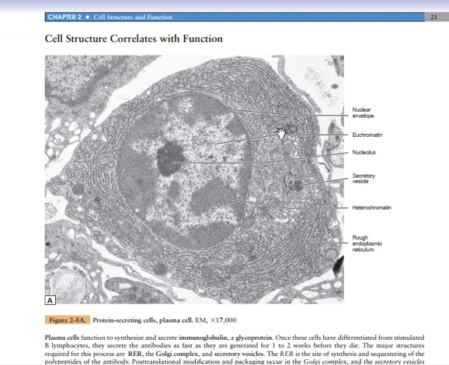Okay, so this part here is going to be the nuclear envelope. Still, you have the euchromatin, you have the nucleolus, secretory vesicles, rough endoplasmic reticulum. Here we have cisternae. So this cell has much rough endoplasmic reticulum, so it's much more of a secretory cell, and this secretory cell is much more going to be used in the production of proteins.